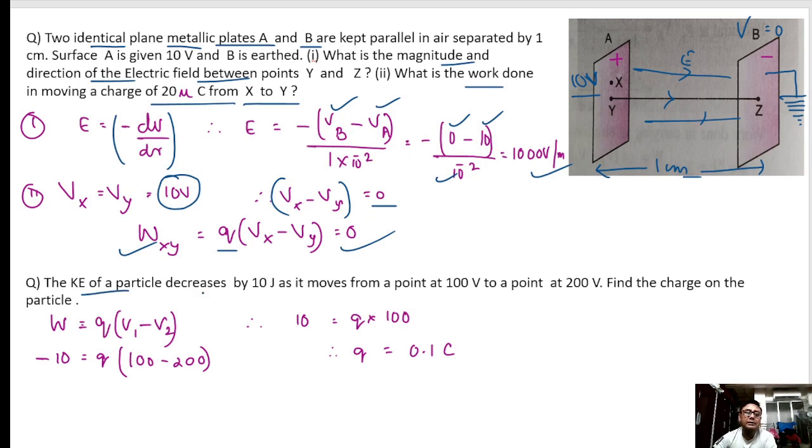The kinetic energy of a particle decreases by 10 joules as it moves from a point at 100 volt to 200 volt. Find the charge on the particle. See, we know the increase in the potential is about 100 volt, and work done is given to us. So charge can be found.